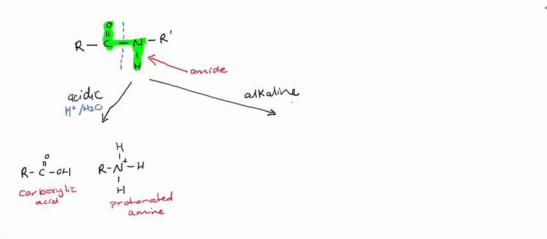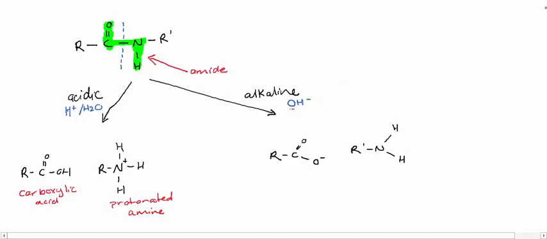Now under alkaline conditions, we've got essentially the same process happening, but in this case, we're only adding in a hydroxide ion, so an oxygen and a hydrogen. So we can see that the oxygen within the structure joins back onto our carbon here, leaving us with a carboxyl ion, and the hydrogen joins onto the amine group, just leaving us with an amine.